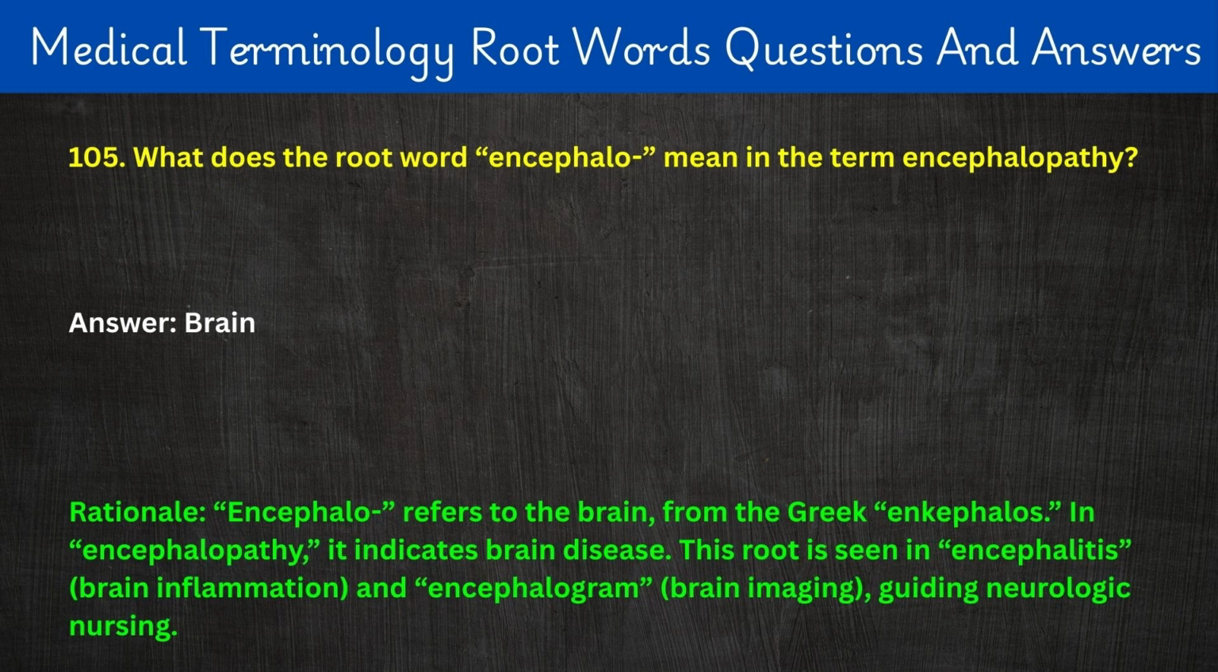105. What does the root word encephalo- mean in the term encephalopathy? Answer: brain. Rationale: Encephalo- refers to the brain, from the Greek encephalos. In encephalopathy, it indicates brain disease. This root is seen in encephalitis, brain inflammation, and encephalogram, brain imaging, guiding neurologic nursing.